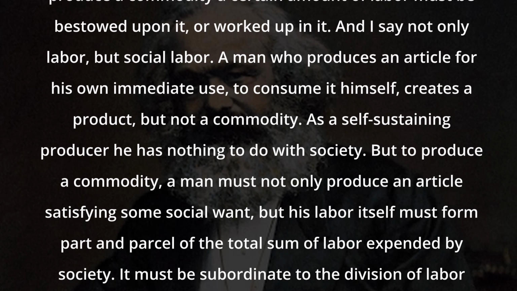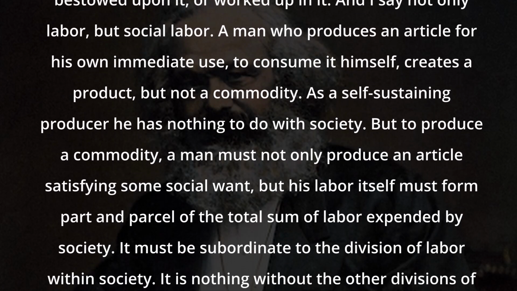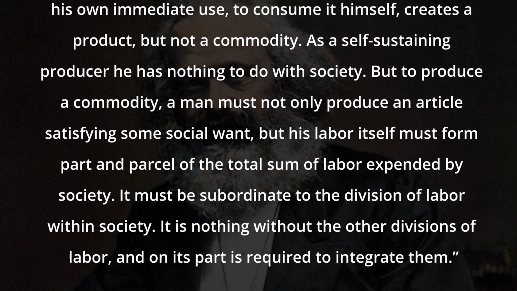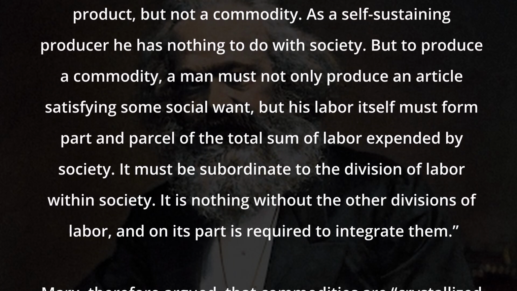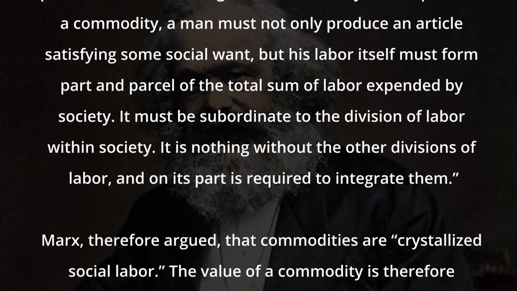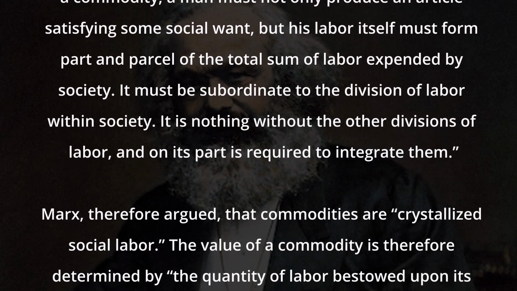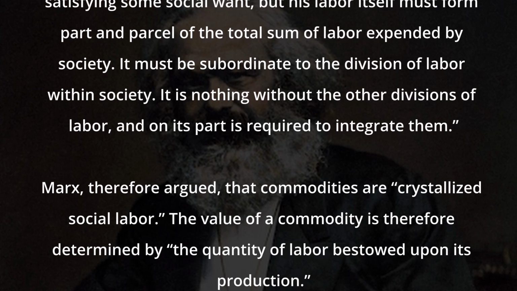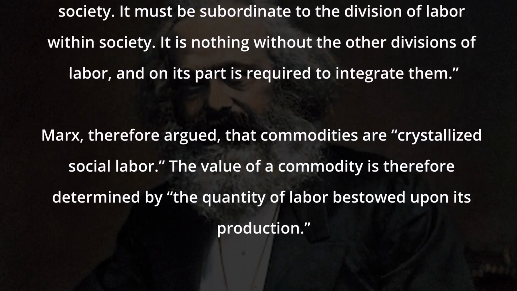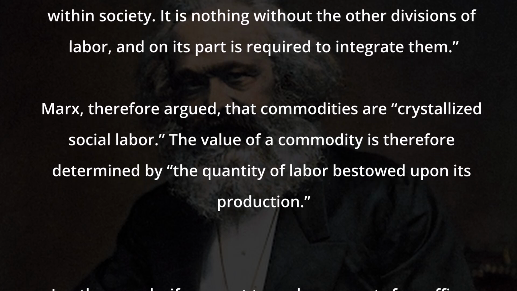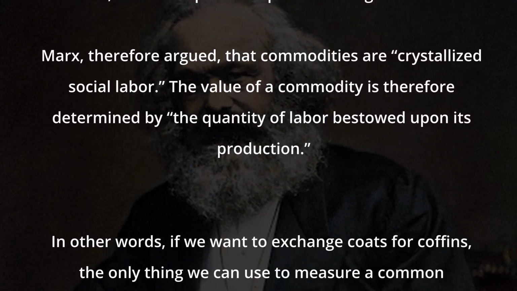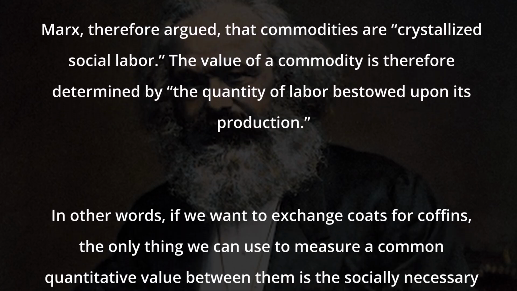A man who produces an article for his own immediate use to consume it himself creates a product, but not a commodity. As a self-sustaining producer, he has nothing to do with society. But to produce a commodity, a man must not only produce an article satisfying some social want, but his labor itself must form part and parcel of the total sum of labor expended by society. It must be subordinate to the division of labor within society. It is nothing without the other divisions of labor, and on its part is required to integrate them.